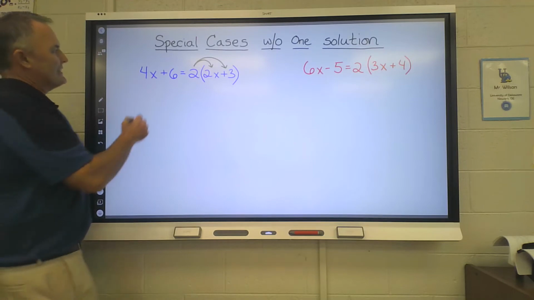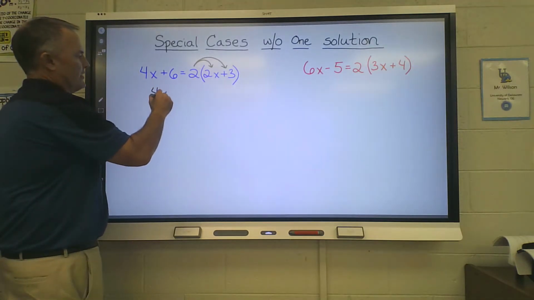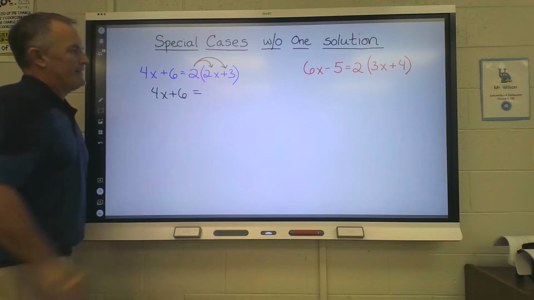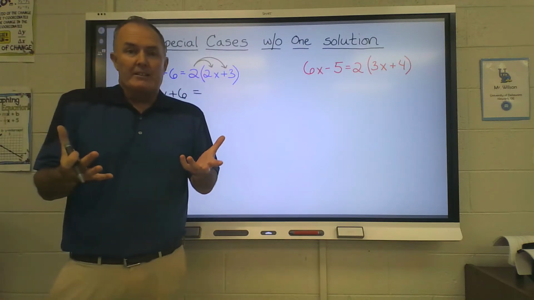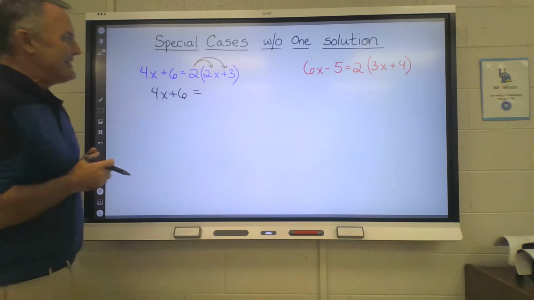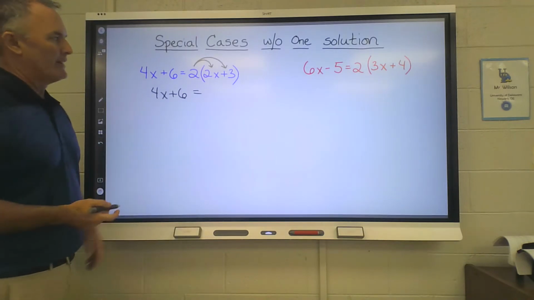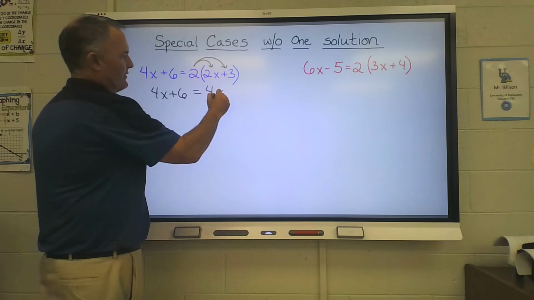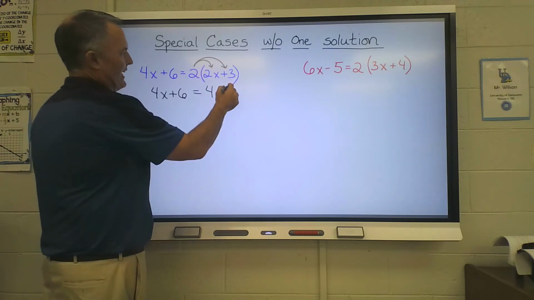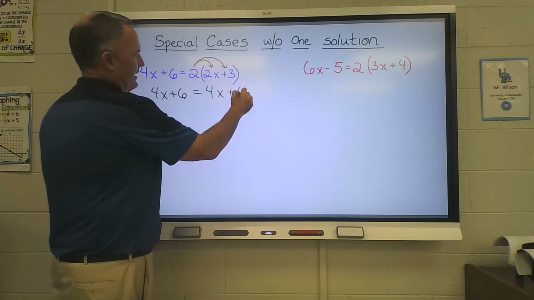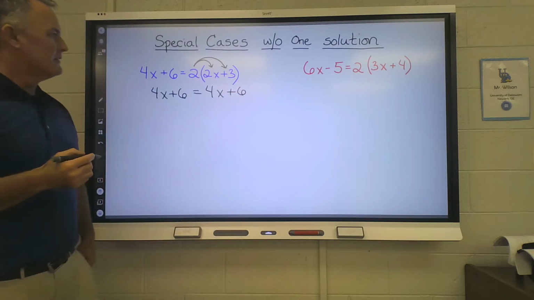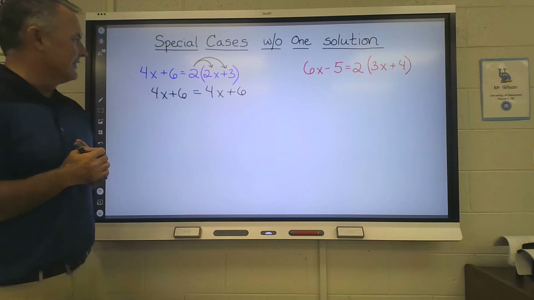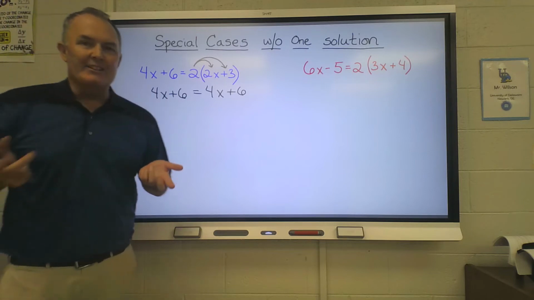So 4x plus 6, that's going to remain the same. Here I saw the parentheses, and I knew I have a number outside the parentheses. I can multiply that number times every item on the inside of the parentheses. So 2 times 2x gives me 4x. 2 times 3 is a plus 6. What does this show you? What do you notice here? Both sides are equal to each other.